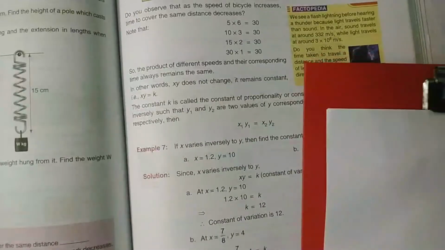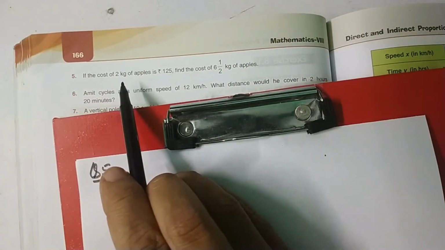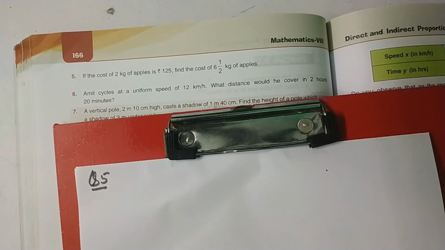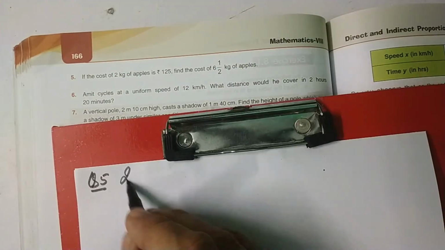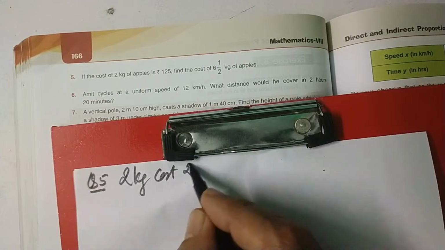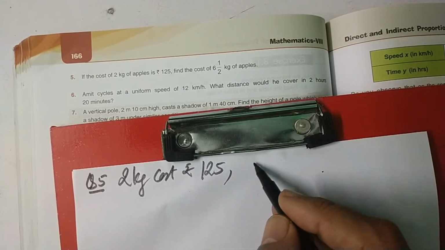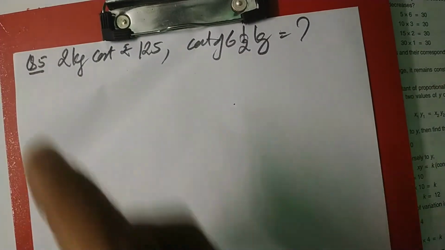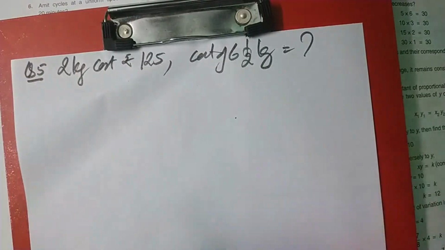Yes, in the book we will first see the type of question which I have done just now. There is a question of apple here, question number 5. It says cost of 2 kg apple is 125. Find the cost of 6.5 kg. So it says 2 kg cost rupees 125. Cost of 6.5 kg is how much? You have to find this. If 2 kg cost 125, find the cost of 6.5.